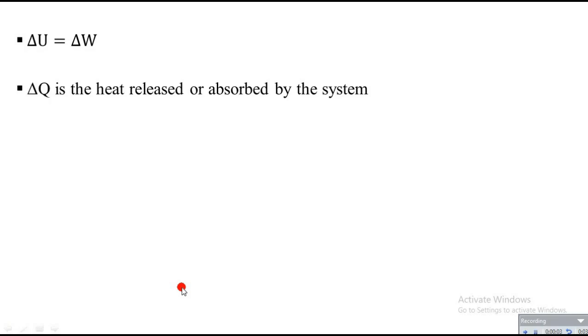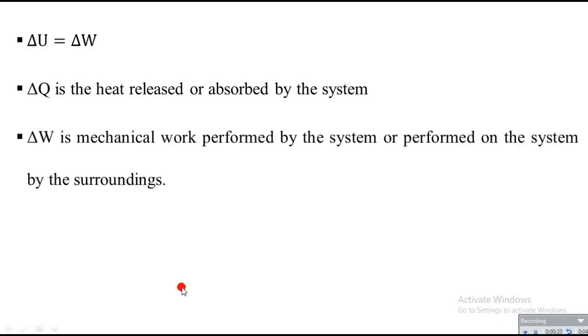So dQ is the heat released or absorbed by the system. Either the heat can be released or absorbed by the system, but in an adiabatic process, dQ, or the change in the heat, is 0. And what is dW? dW is the mechanical work. Again, either the work is performed by the system or the surroundings perform the work on the system.